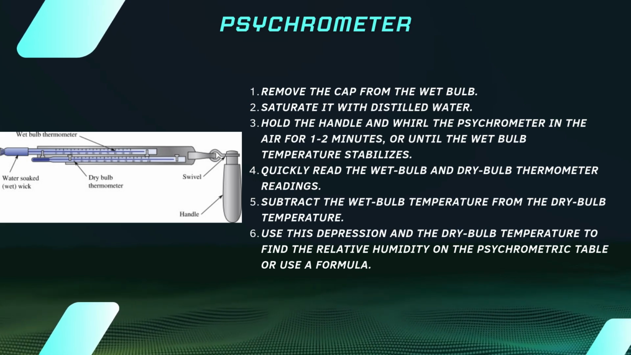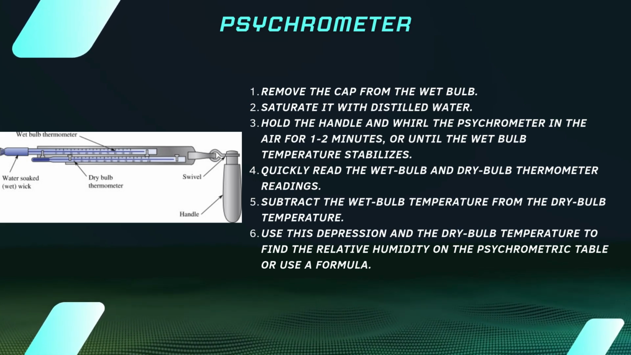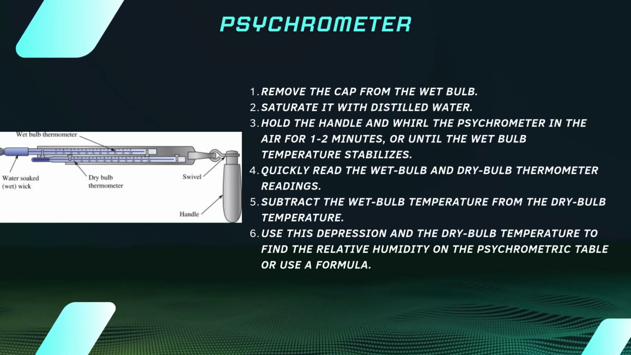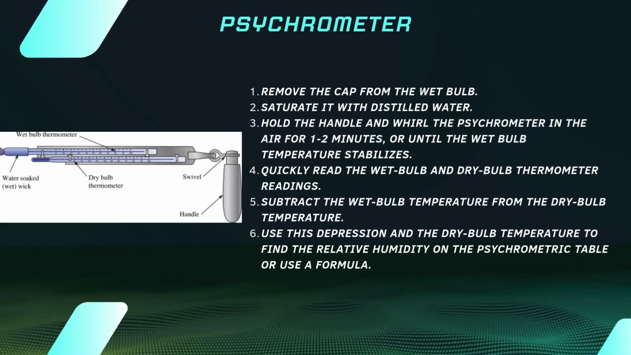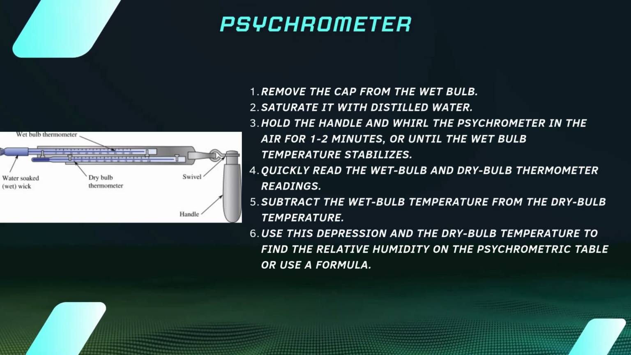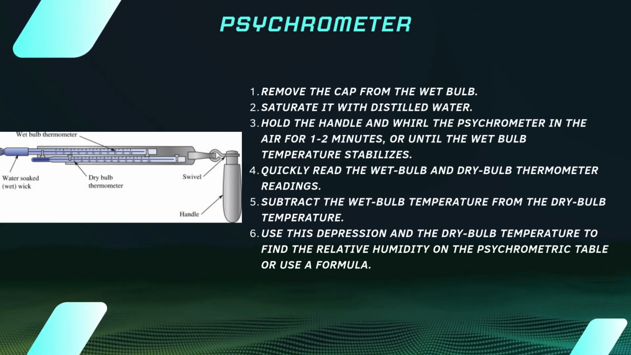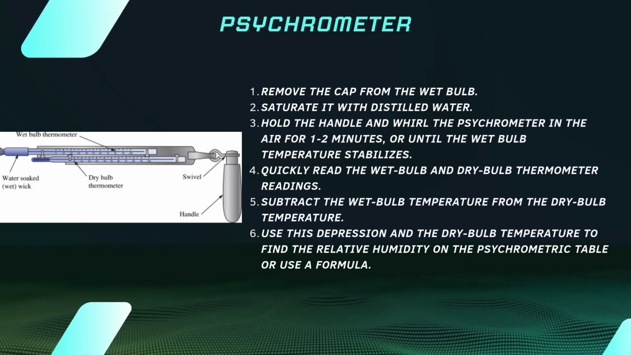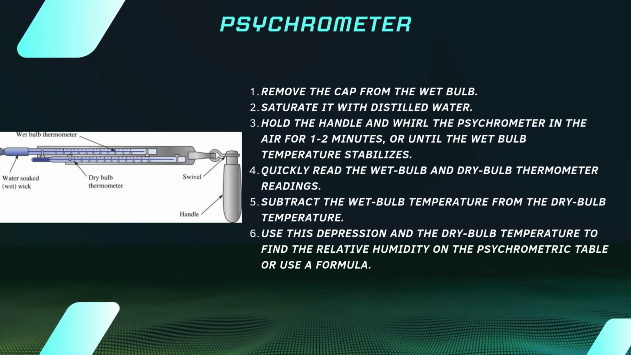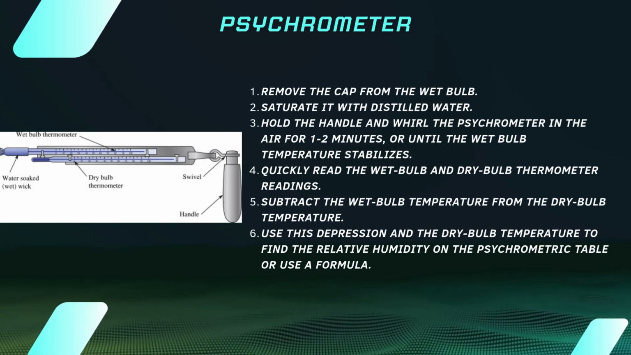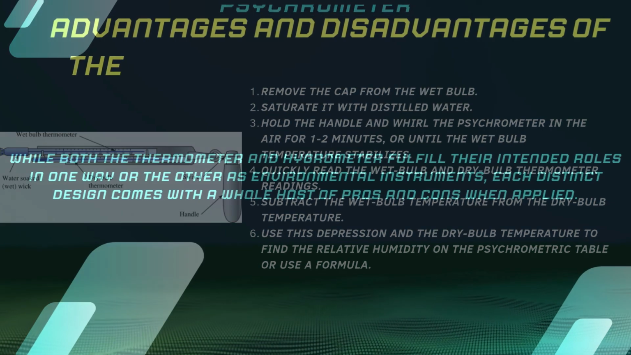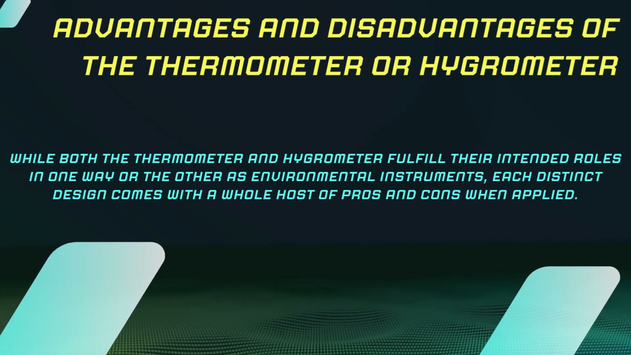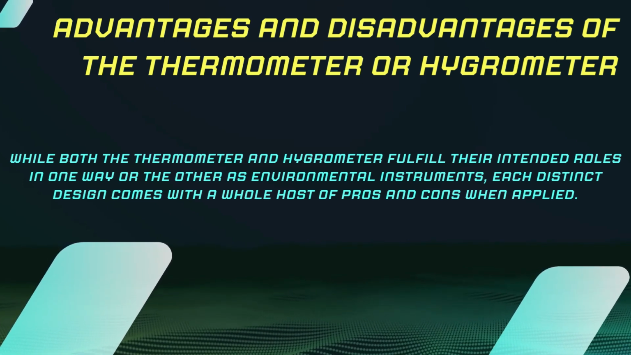To start using the psychrometer, remove the cap from the wet bulb and saturate it with distilled water. Hold the handle and whirl the psychrometer in the air for 1 to 2 minutes or until the wet bulb temperature stabilizes. After the whirl, quickly read the wet bulb and dry bulb thermometer readings. Subtract the wet bulb temperature from the dry bulb temperature. Use the pressure and the dry bulb temperature to find the relative humidity on the psychrometric table or use a formula.